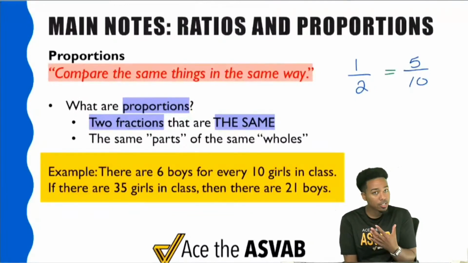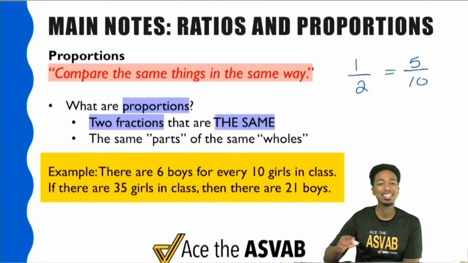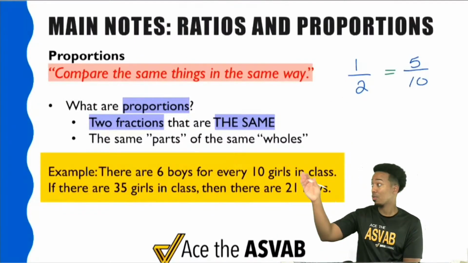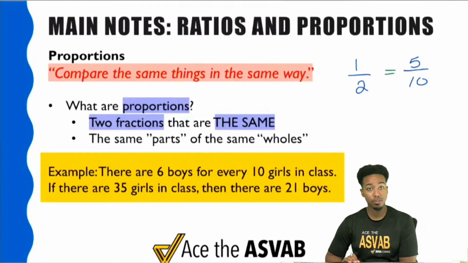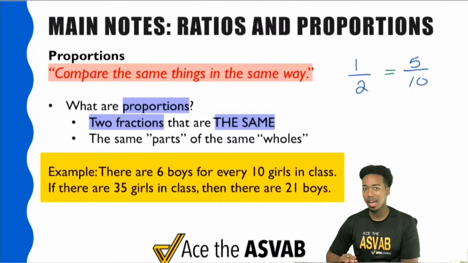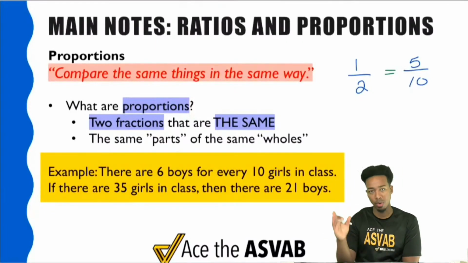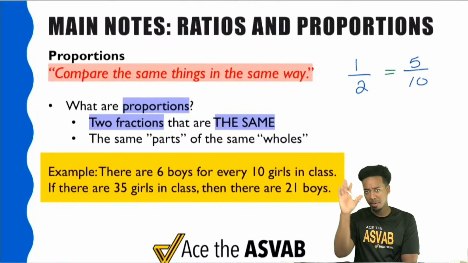In English, all that means is compare the same things in the same way. So if I say red, blue in that sentence first, and then in the second sentence, I say blue, red, not going to work out. I'm going to have to rearrange it so I make sure it's red to blue, red to blue. Can anybody get behind that idea?